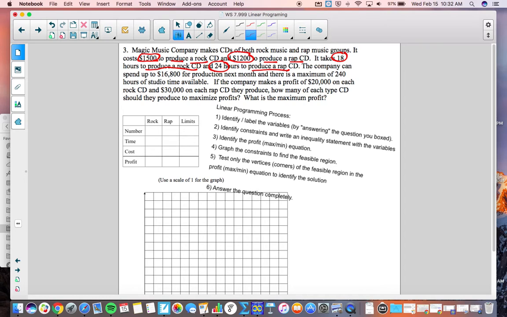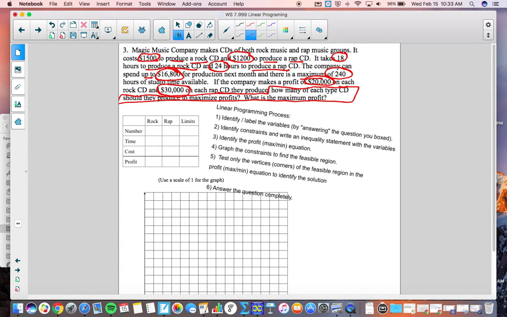The company can spend up to $16,800 for production next month, and there's a maximum of 240 hours of studio time. The company makes a profit of $20,000 on each rock CD and a $30,000 profit on each rap CD they produce. How many of each type of CD should they produce? So there's our question. We don't know how much we'll profit, and there is our profit amounts on each type of CD.